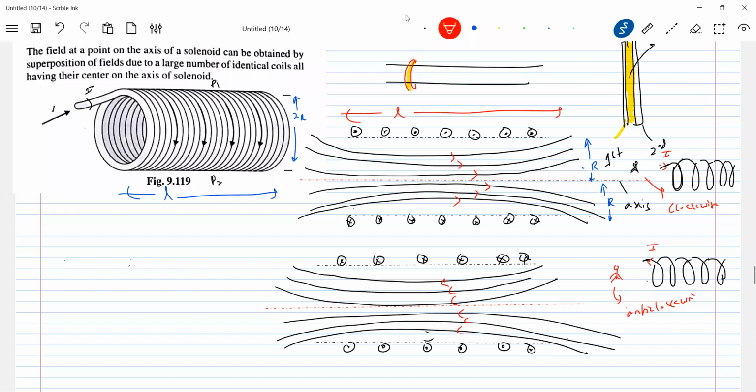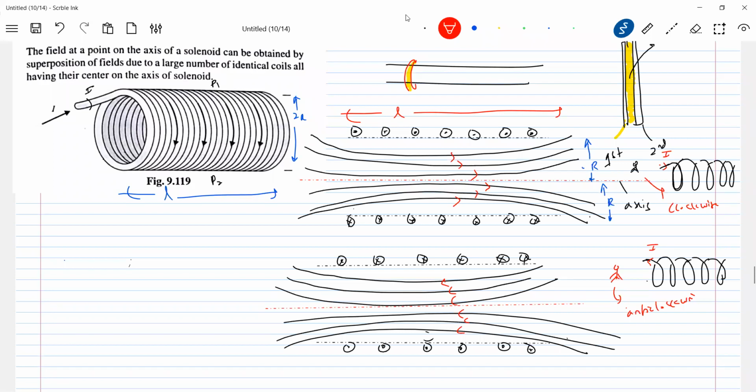They don't give a detailed diagram. You are supposed to make assumptions from just what they explain, assume that this is what happens, and proceed with the problem. And now we have to find the field on the axis of a solenoid. How much will be the field on the axis of a solenoid?